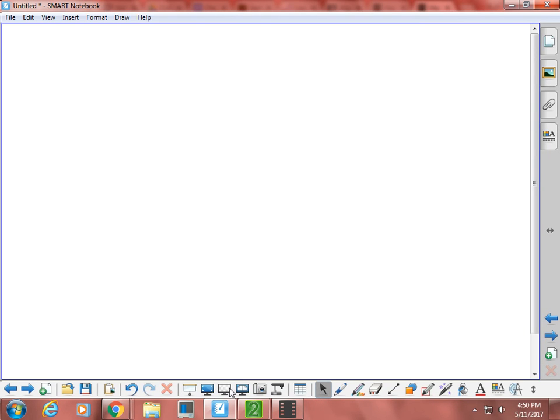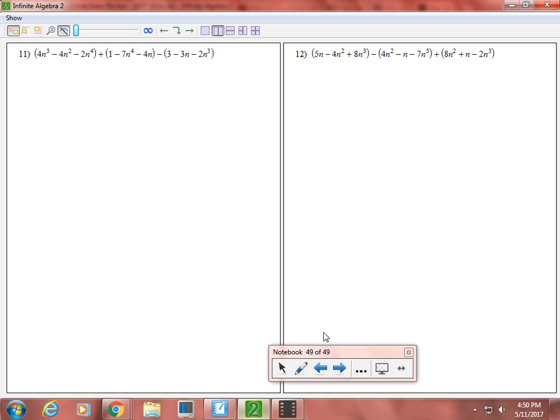This is starting with number 11. So we have 11 and 12 up here, and this is asking us to solve this and combine like terms just to simplify this.